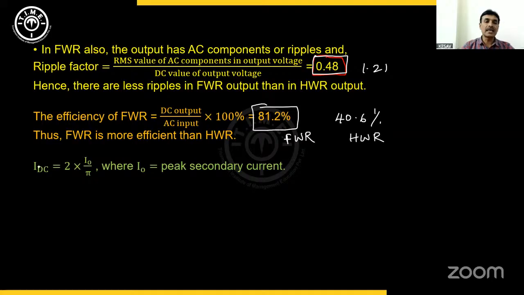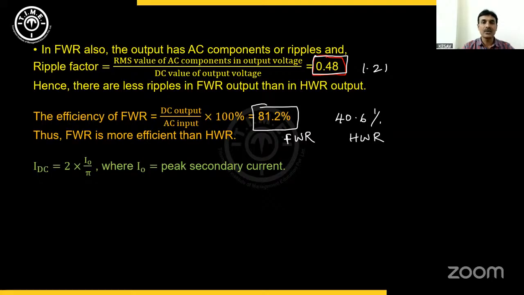Now coming to the current in output, DC current, it is given by 2 I naught by pi, where I naught is the peak secondary current. In the transformer we have primary and secondary. So whatever is the current, peak value of the current in the secondary, that is I naught. Then output DC current is 2 times I naught by pi.